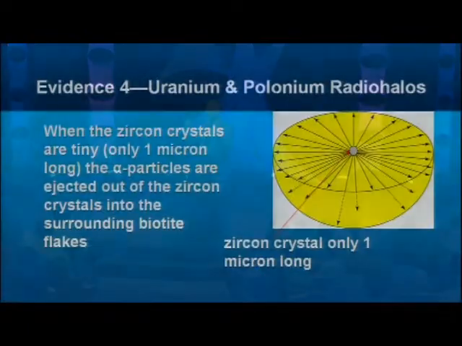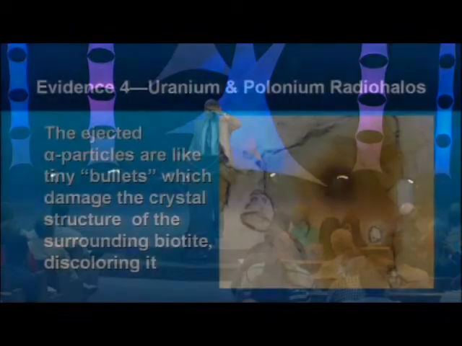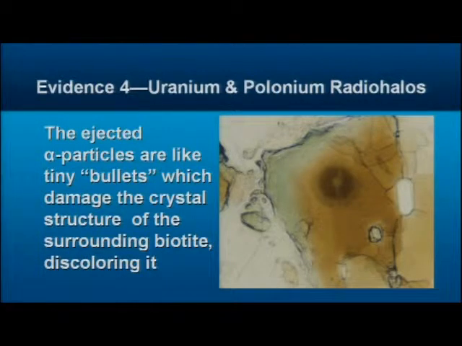But when the zircon crystals are tiny, the alpha particles escape and they shoot out like little bullets into the surrounding biotite crystal. And it's like firing a gun at a plasterboard wall. You leave a hole in it. So these alpha particles are so energetic that they damage the surrounding crystal, and it damages it and discolors it. And so you can see here an example of, in the center, you can see a tiny little zircon crystal, and you can see the discoloration around that zircon crystal because of all these little bullets, radioactive bullets coming out.